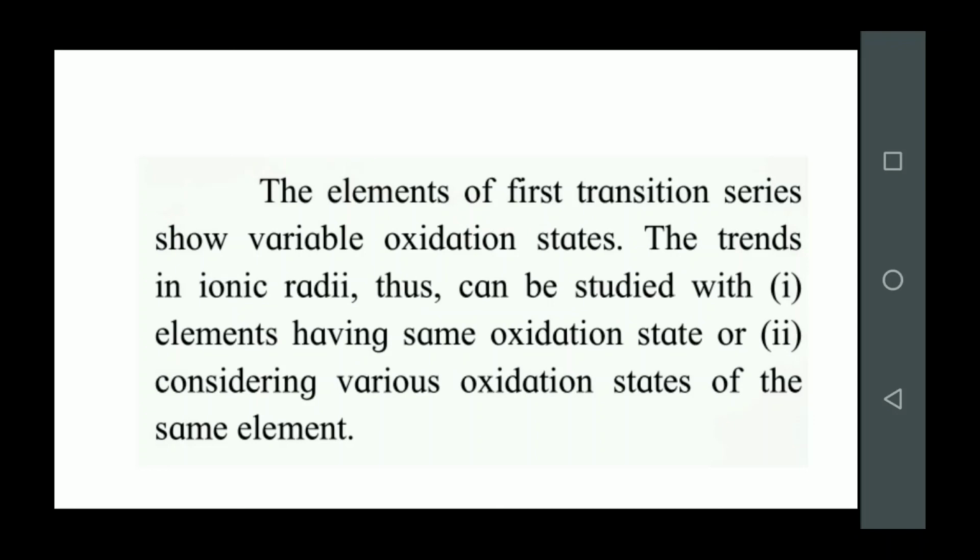The second case we can study is what? Considering various oxidation states of the same element, we can also observe the variation in the atomic and ionic radii when we consider only a single element and its different oxidation states, and then these elements are arranged in a series with their different ionic radii. Let's see.